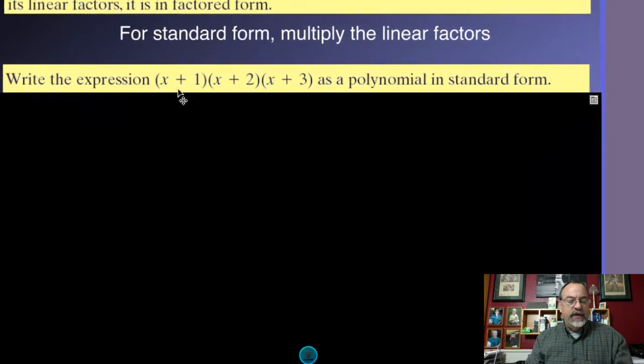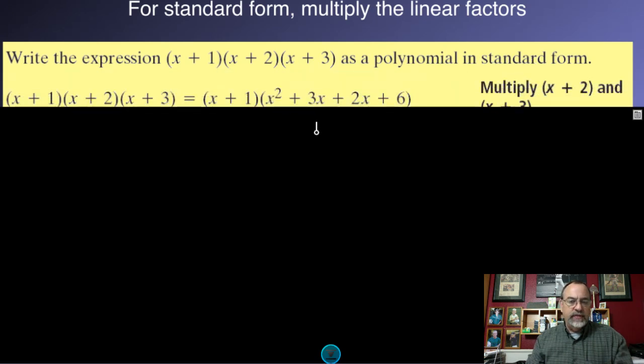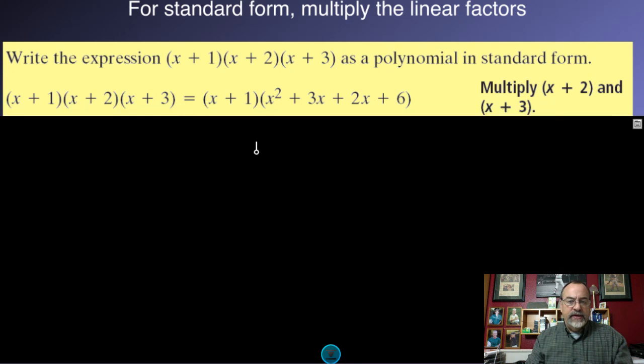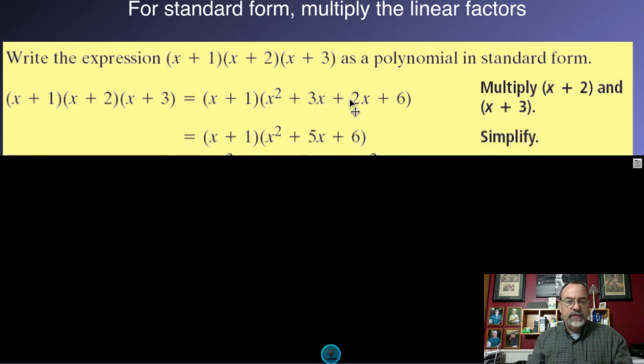So we have an example here where we have these three linear factors that we're asked to put in standard form. This is factored form. So to multiply these together, we simply multiply any two together, and then we take that answer and multiply it by the third. Now, in this example, they chose to multiply these last two together, so the distributive property gives them this, and then we simplify it by adding like terms.